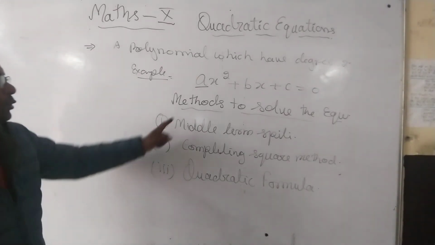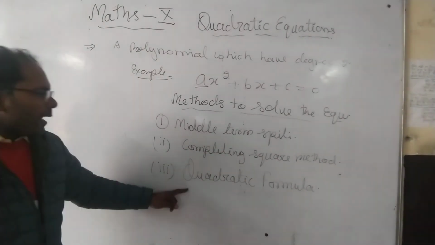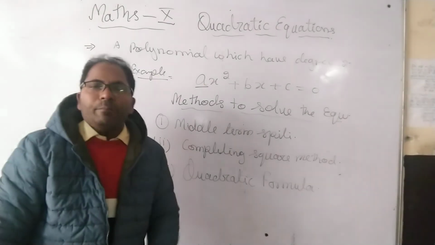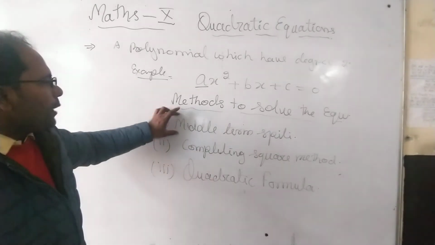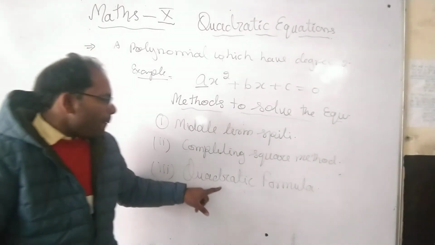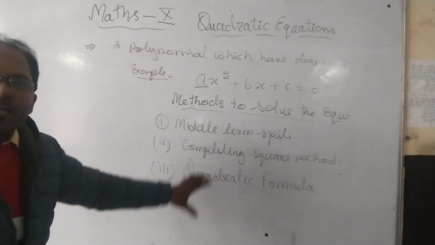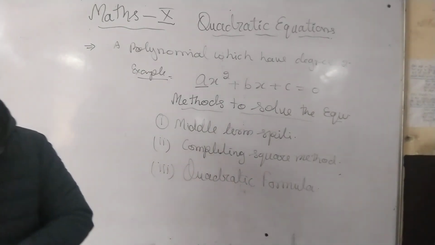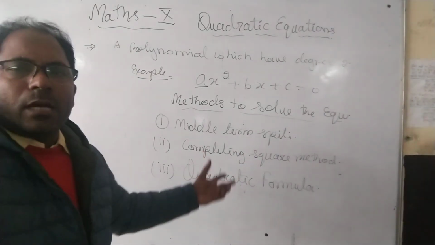So there are three methods to solve this equation: middle term splitting method, completing square method, and the last one is the quadratic formula. And this quadratic formula is the master key to solve all types of quadratic equations. Maybe somehow you are not able to use the middle term splitting method, but the quadratic formula is applicable everywhere. So this is the chapter quadratic equation, one review of all the things I explained. In the next video I will explain some important questions based on the quadratic equation.